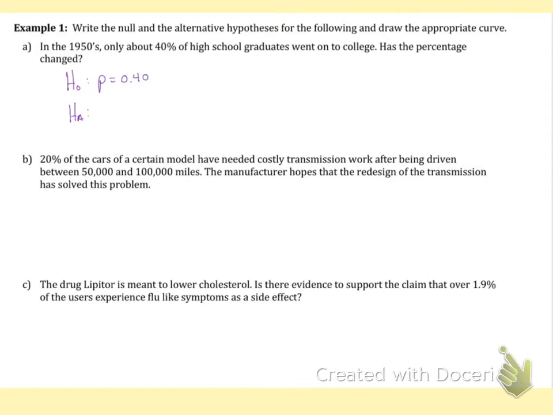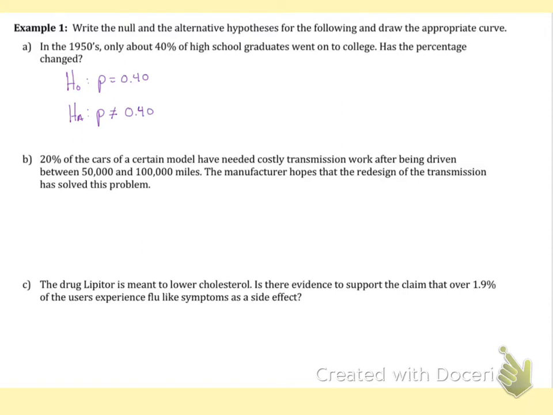The alternative hypothesis is the hypothesis that something has changed. In this case, we don't know what that change is. The question is not asking if it's gotten bigger or smaller, just if it's different. Our general way of saying if something is different is saying that P would not equal 0.4.